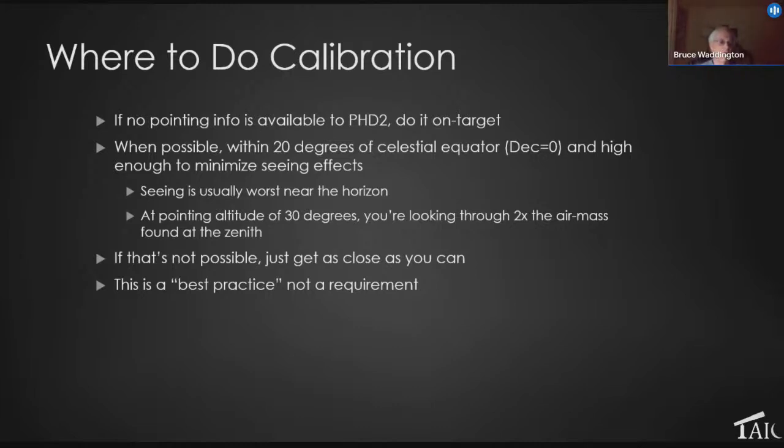Well, the latter part, wanting to have the scope pointing up high in the sky, is because we're trying to minimize the effects of seeing. So seeing is almost always worst right near the horizon. At an altitude of 30 degrees above the horizon, you're looking through twice the air mass that you would if you were pointing up at the zenith. Twice the air mass means twice the seeing disturbances. So we don't want you trying to calibrate pointing down close to the horizon.